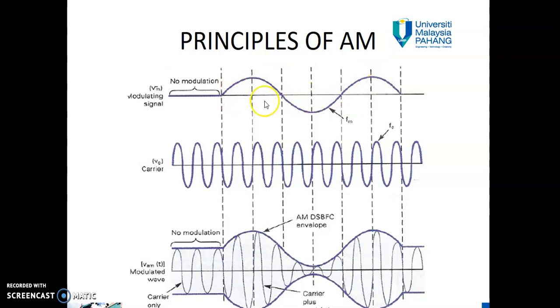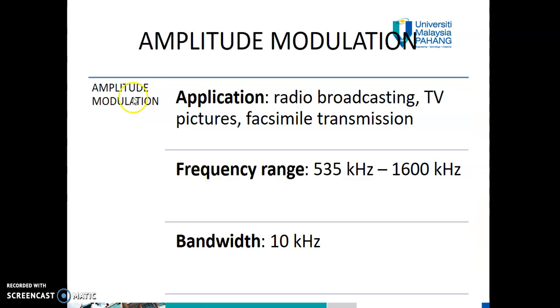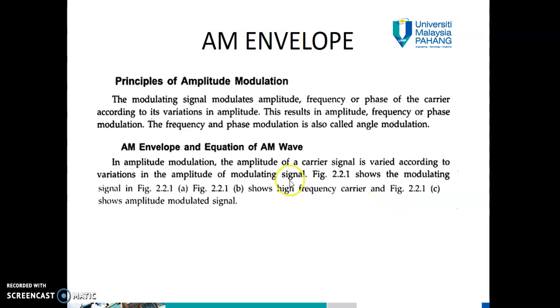Now this is the principle of AM. This is the information signal represented by VM, sometimes V input, and then VC and also FC. This one is FM, this one is the envelope, the AM signal, how it looks. Now, where do we use amplitude modulation? The applications are radio broadcasting, AM mode, TV picture, and fixed mobile transmission. Frequency range 535 kHz to 1600 kHz. Bandwidth 10 kHz.